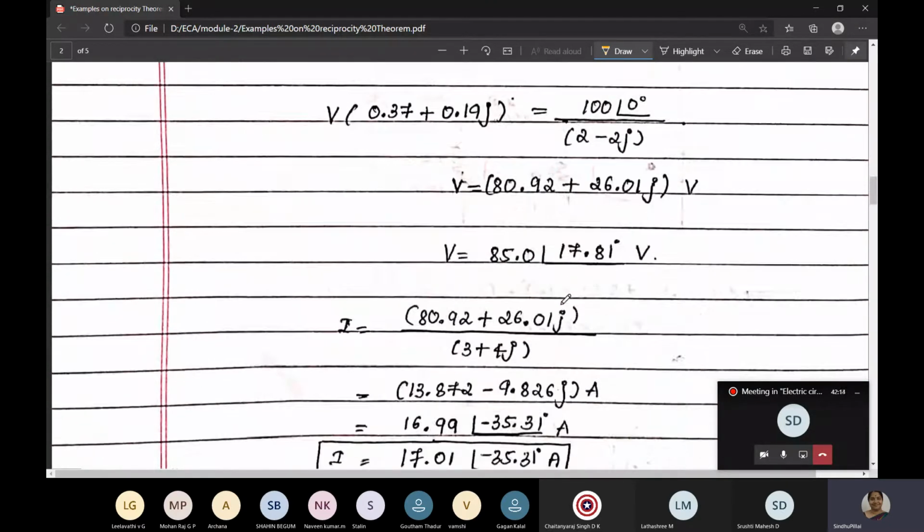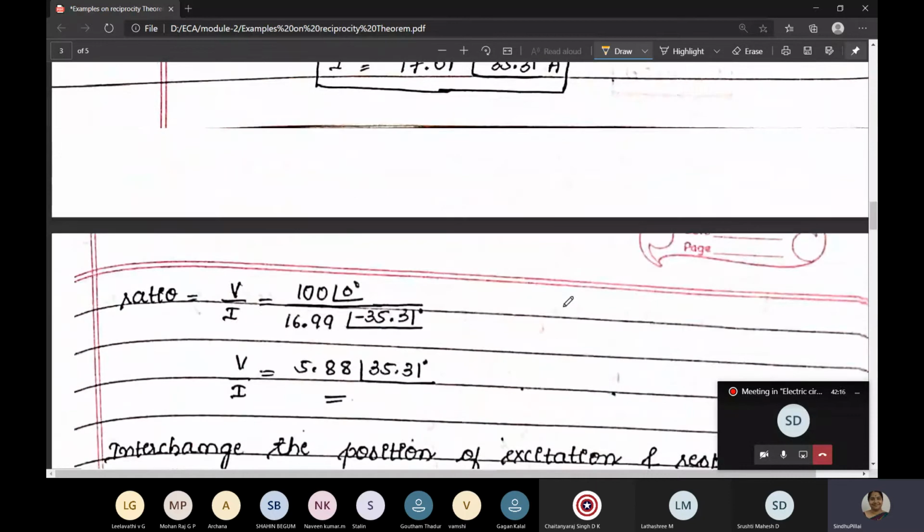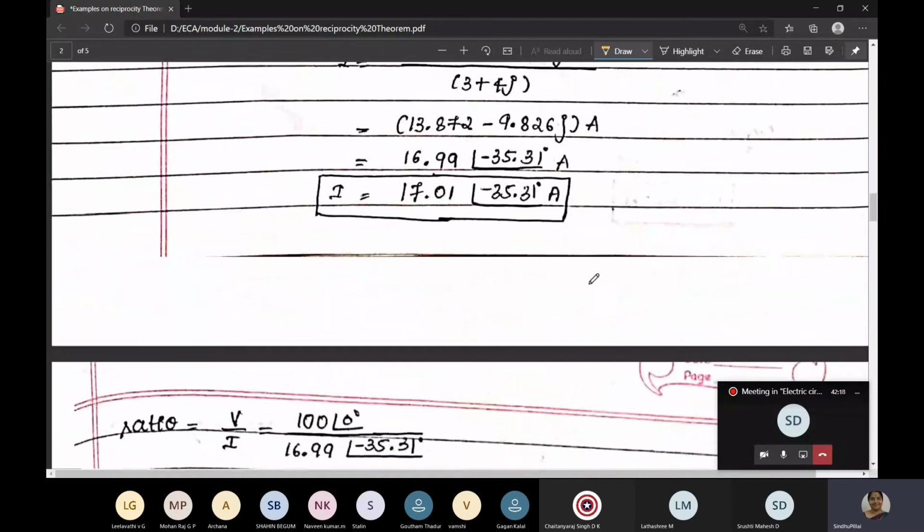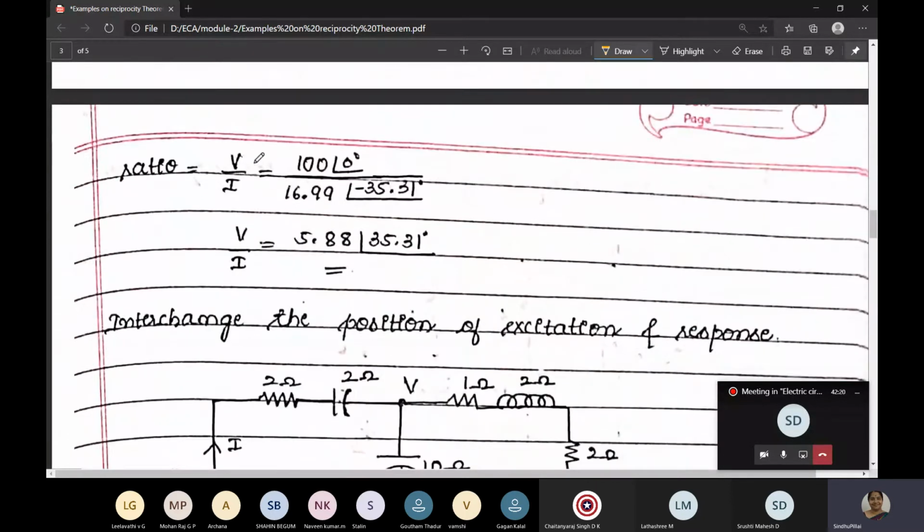Just interchanging the position, the network becomes this. After finding I, go with finding the ratio, that is V by I. So excitation is 100 at an angle 0 and I is 16.99, which we got. So the ratio will be 5.88. Okay, this is the ratio, V by I ratio.